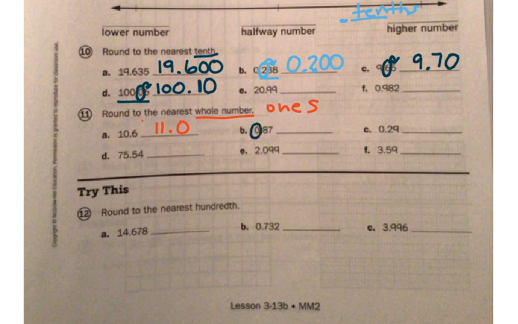Circle the number in the ones place, draw an arrow to the neighbor, 5 or more, raise the score, 4 or less, let it rest. And it's 5 or more, so we raise the 0 to a 1, and everything after it turns to a 0. So we'll continue rounding with decimals, but just remember, it's just like whole numbers.